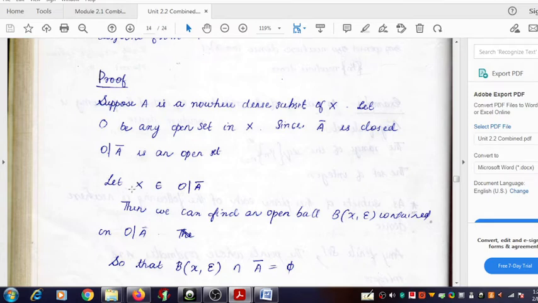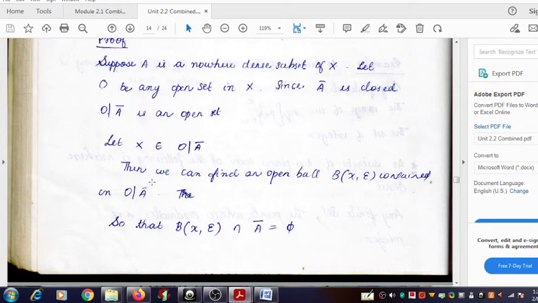Next we choose a member of that open set, O minus closure A. So this is not capital X. Let the small x be an element of O minus closure A, the set O from which the closure of A is deleted.